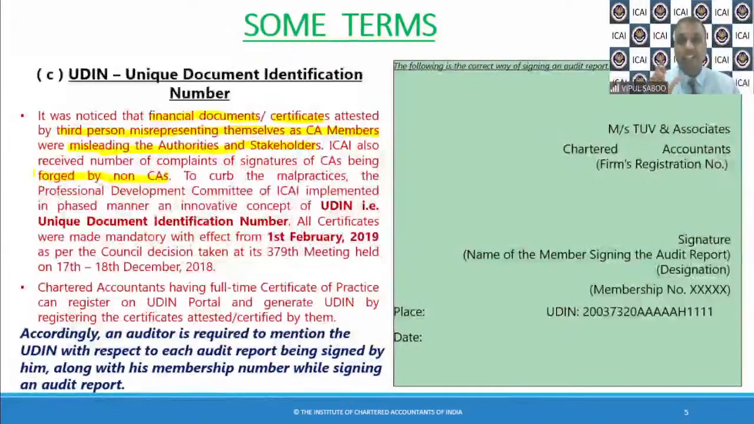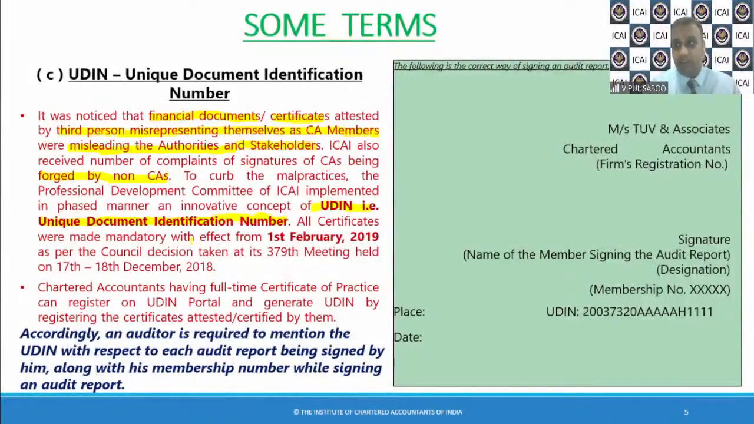So our signature carries financial value. An actor's autograph carries emotional value for the fan. But for chartered accountants, I won't call it an autograph, our signature carries financial value across the nation. So to curb this malpractice, the Professional Development Committee of the ICAI implemented UDIN, a Unique Document Identification Number concept.